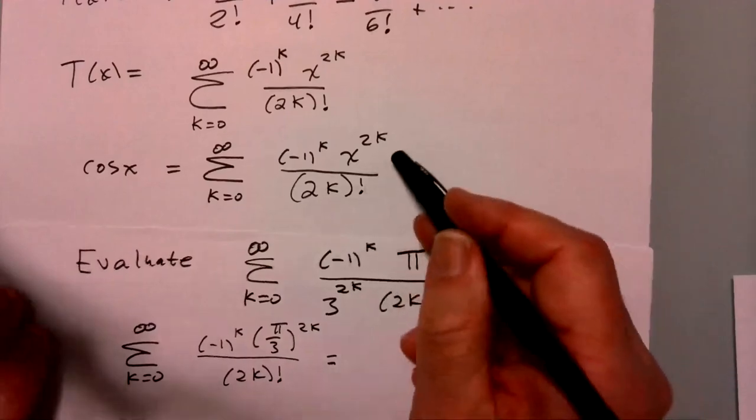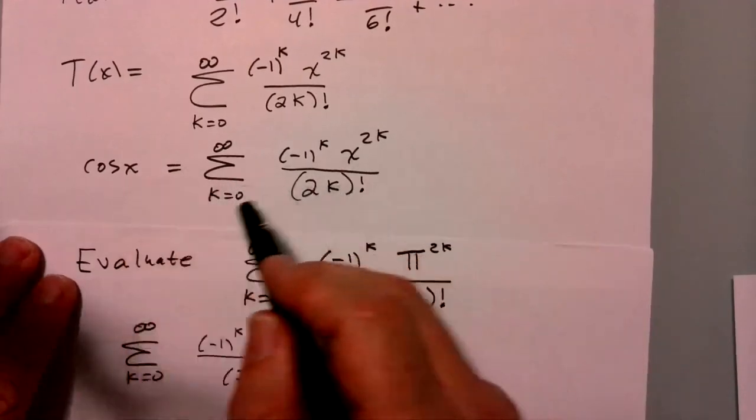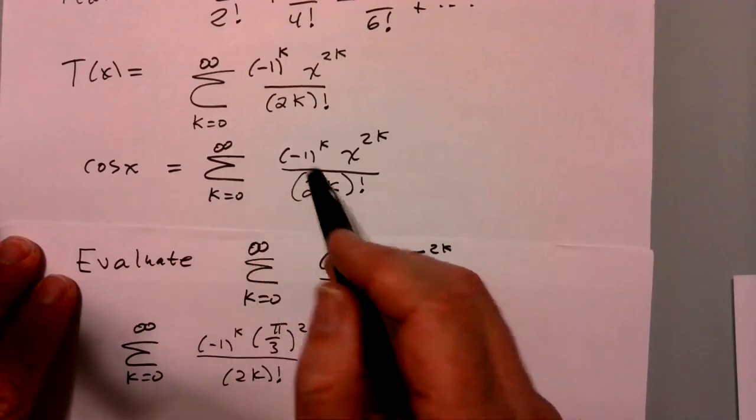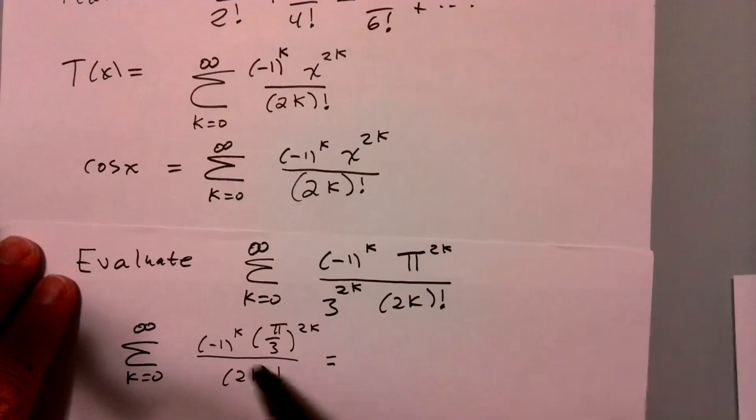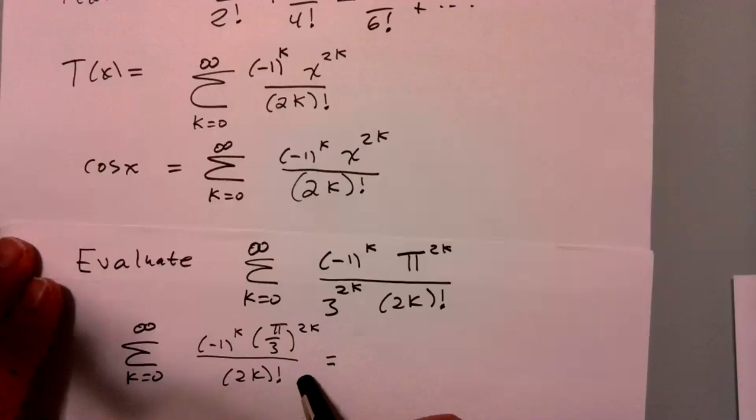I want to make sure you're looking at this. So cosine x is the sum as k goes from 0 to infinity of negative 1 to the k, x to the 2k over 2k factorial. I have negative 1 to the k, pi over 3 to the 2k over 2k factorial. All right, Azad has an answer of cosine of pi over 3. Michael has an answer of cosine pi over 3.